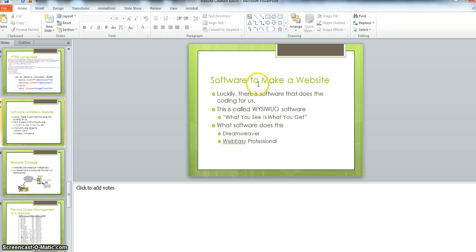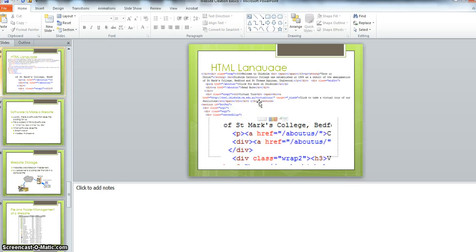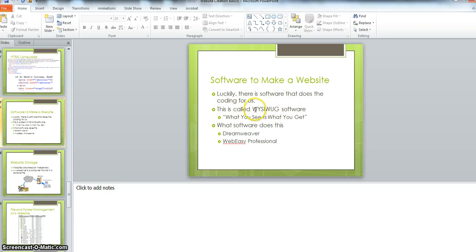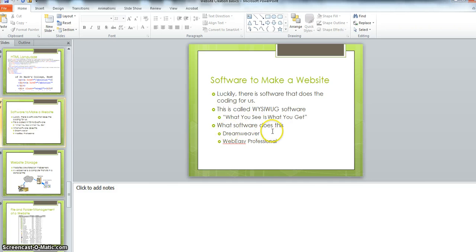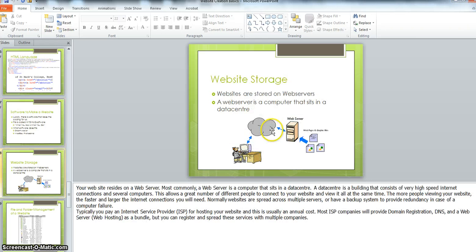Okay, software to make a website. Lucky for us, there's software that does the coding for us. In the old days, we used to have to type this out by hand. But now there's WYSIWYG software, which stands for what you see is what you get. This software is like Dreamweaver or WebEasy Professional. With Dreamweaver, which you will see in class when we start doing it, it actually does the coding for you in the background. So that's the software that you need.